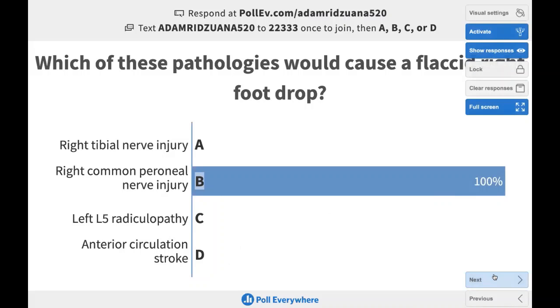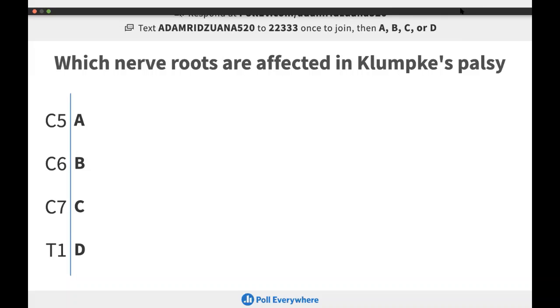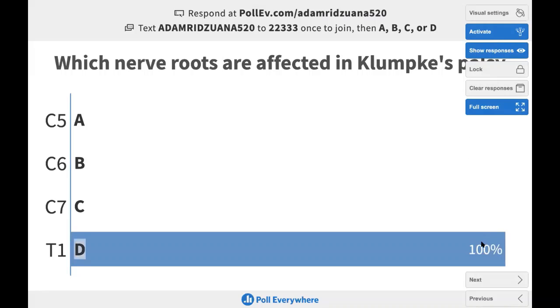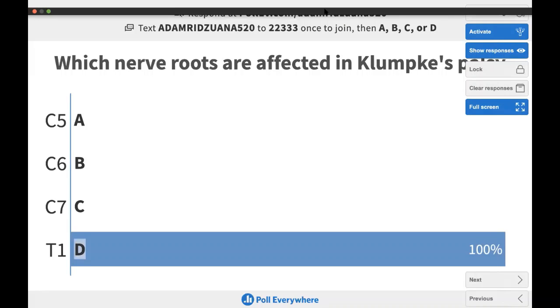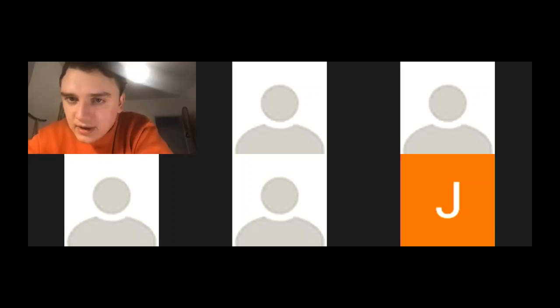And then we have one last one. So which nerve roots are affected in Klumpke palsy? So if you recall at the beginning, T1, okay, that's cracking. So as we recall, it's a lower brachial plexus injury. All right, that's all I have to say.